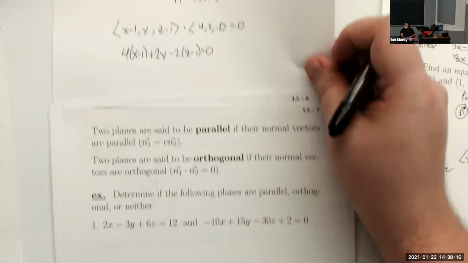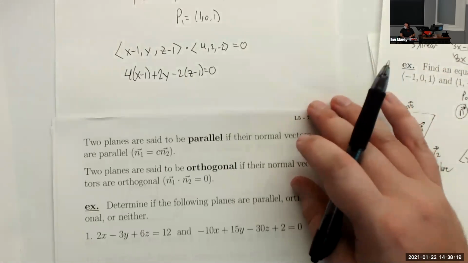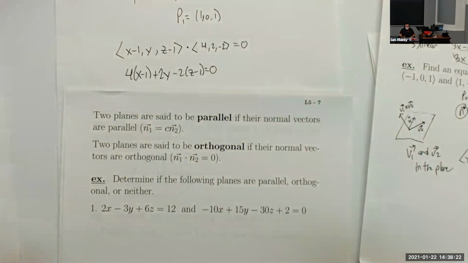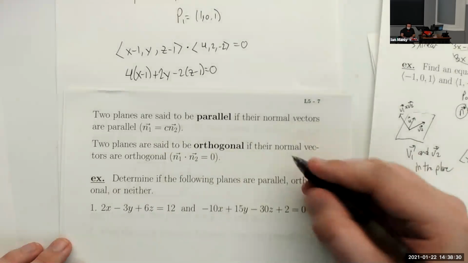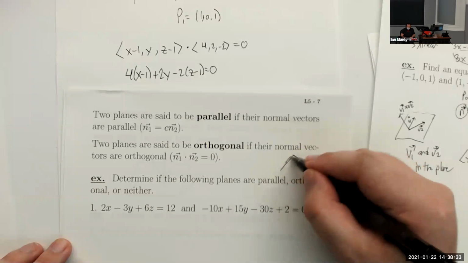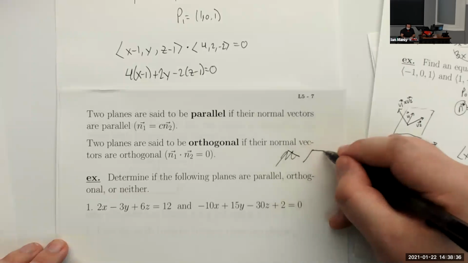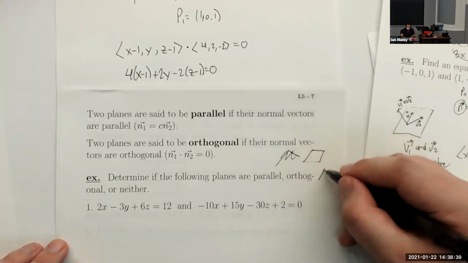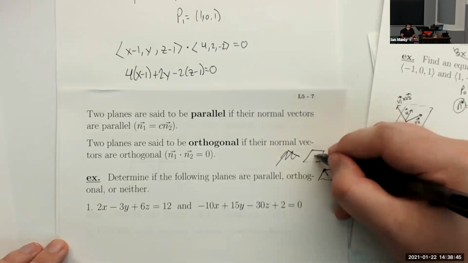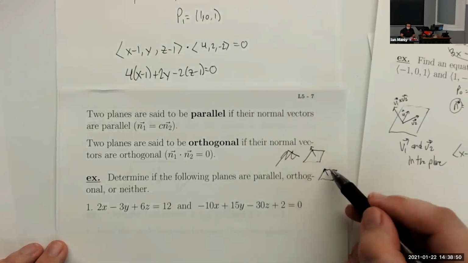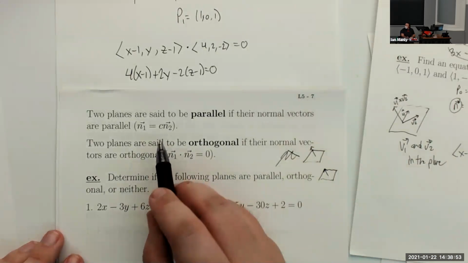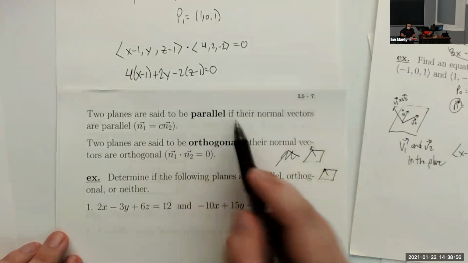All right, let's move on to a definition right here. Two planes are said to be parallel if their normal vectors are parallel, meaning that one normal vector is just a multiple of the other. So why does that work? Let me draw a better picture. Let's say we have this plane and then we have this one right here, which is parallel. If we look at our normal vectors, they're going to be pointing in exactly the same direction because these planes are oriented in the same way. So one can be a multiple of the other. That's what happens when they're parallel.